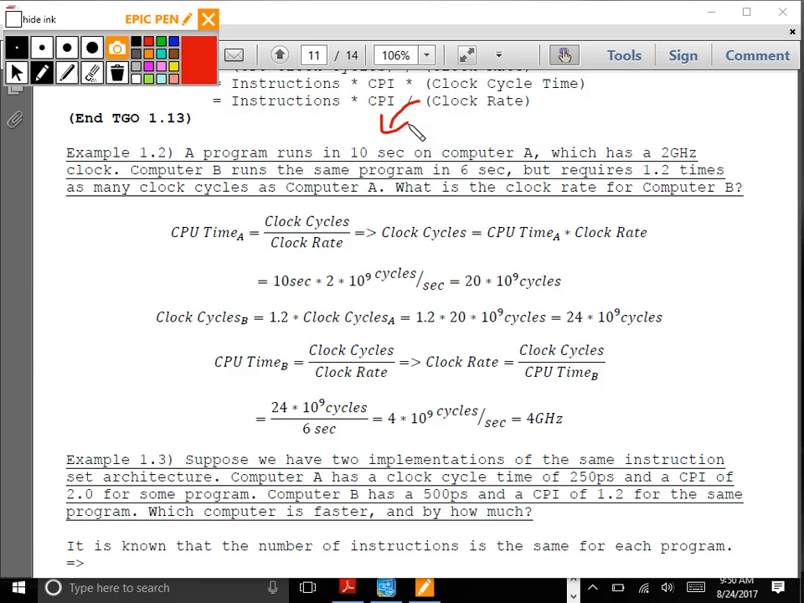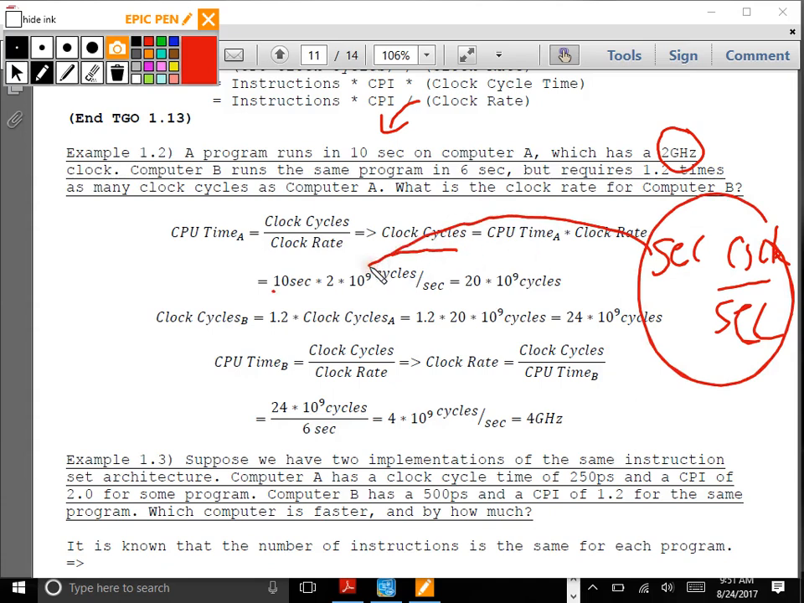And we also know that the clock rate is 2 gigahertz. So what we want to do is we have seconds, and then we have cycles per second. We have 10 seconds and then cycles per second, right? So we're trying to calculate clock cycles. We're able to get 10 seconds times 2 times 10 to the 9 clock cycles. So that comes out to 20 times 10 to the 9.